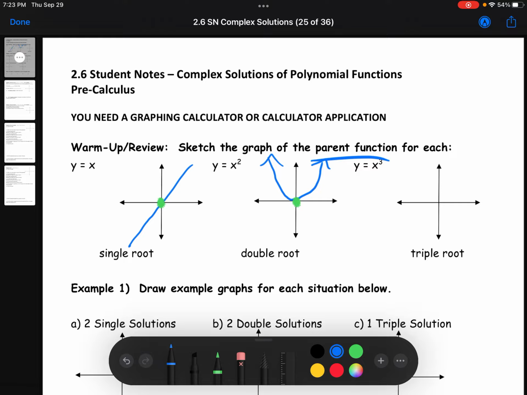Vertex at 0, 0. A double root will have a tangent bounce. Tangent meaning it touches but does not go through. There's an N in that word that I forgot. Okay. Then y equals x to the third. That's the one that looks a little funny. It zigzags. So it's going to come up really close to the origin, and then zig through. So the triple root, remember, makes a zigzag shape.